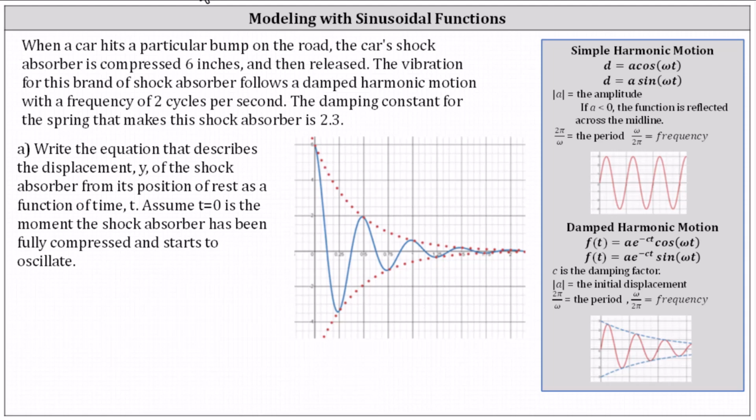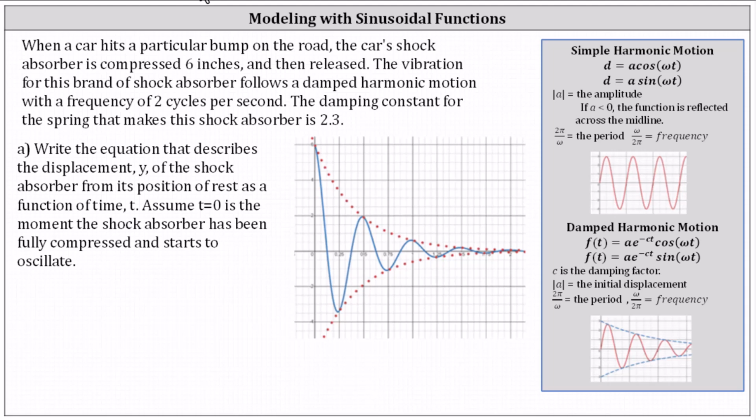When a car hits a particular bump on the road, the car's shock absorber is compressed 6 inches and then released. The vibration of this brand of shock absorber follows a damped harmonic motion with a frequency of 2 cycles per second. The damping constant for the spring that makes this shock absorber is 2.3. Part A, we're asked to write the equation that describes the displacement y of the shock absorber from its position of rest as a function of time t.